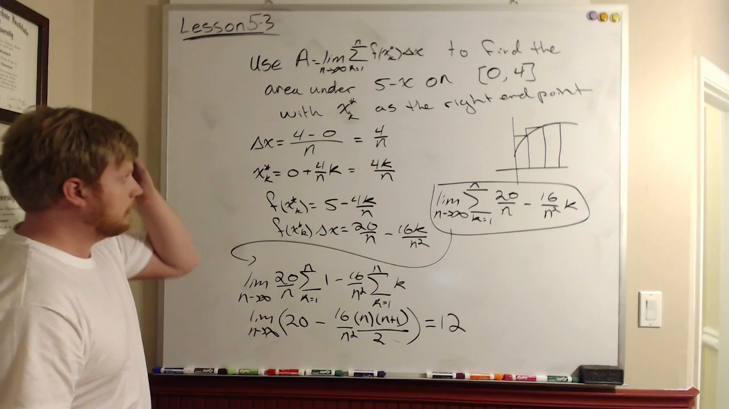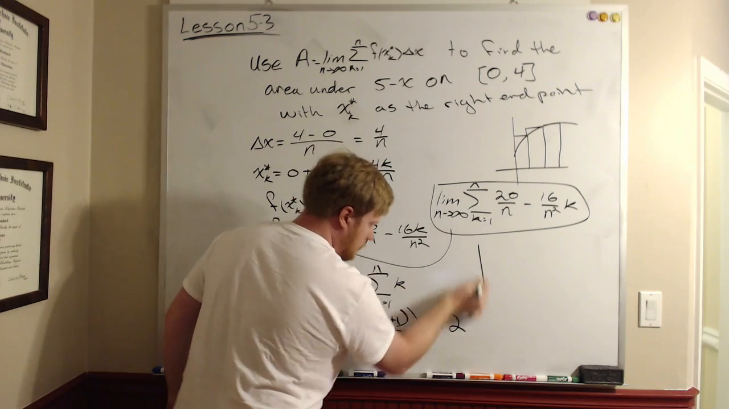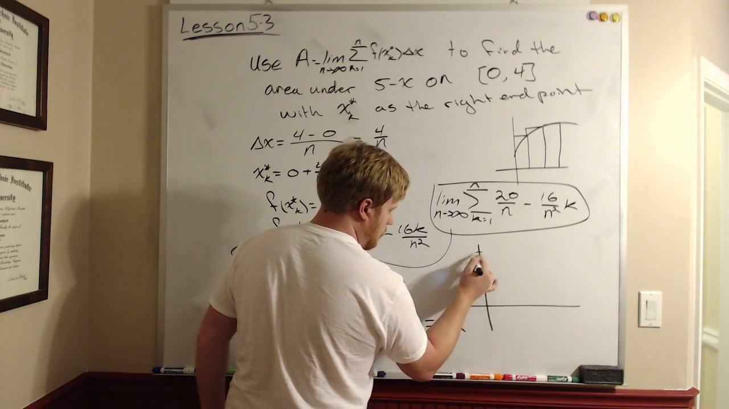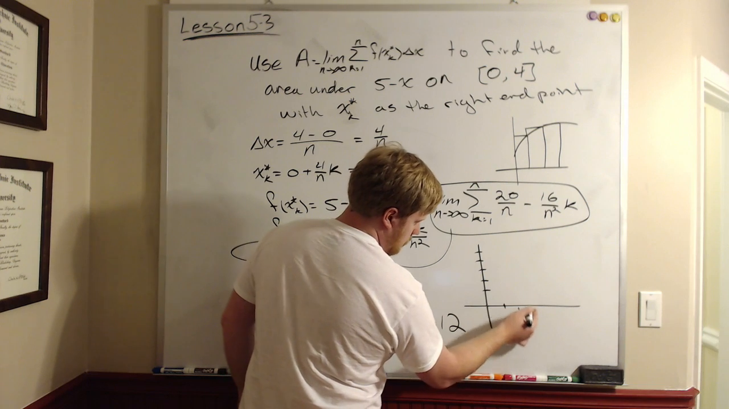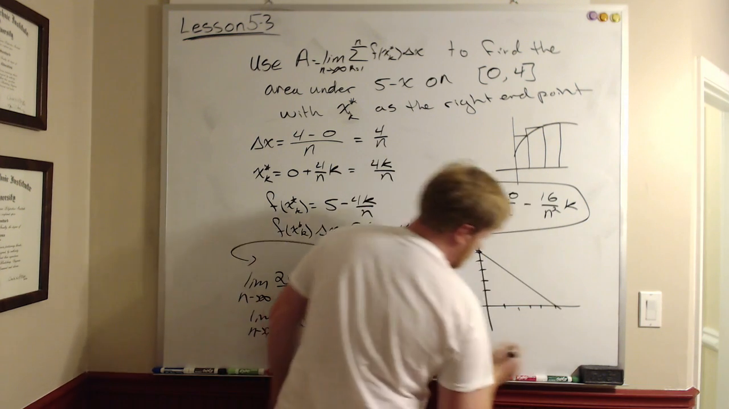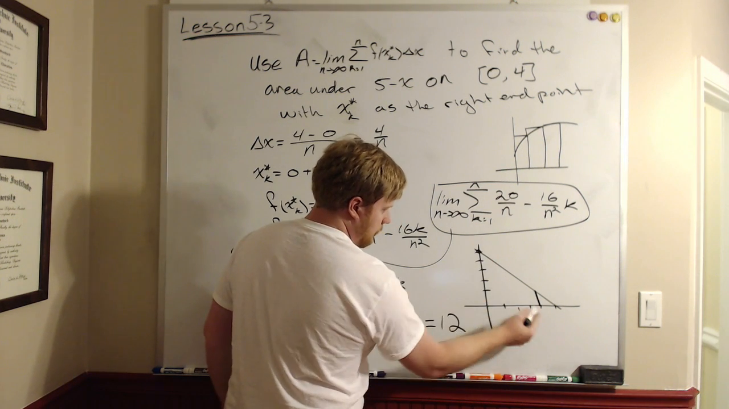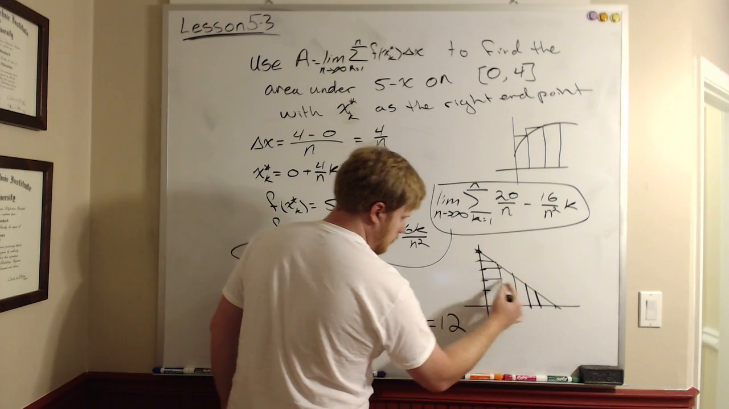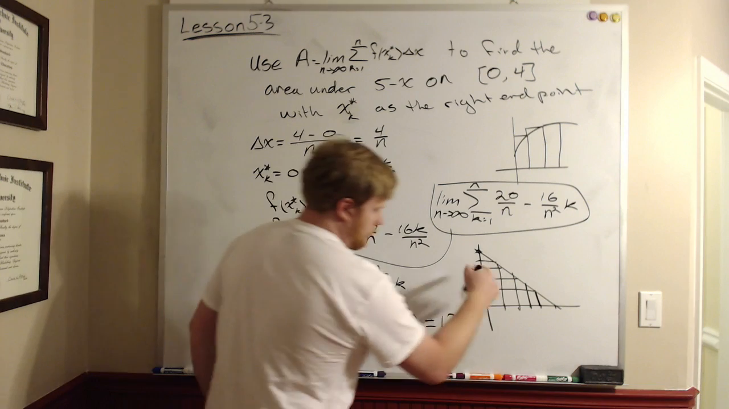Alright, now how can I check this? Well, let's think about what this is. This is just a line that starts at 5 and has a slope of negative 1. So it goes like that, and all I wanted to do was find the area from 0 to 4. I just wanted to find this area.